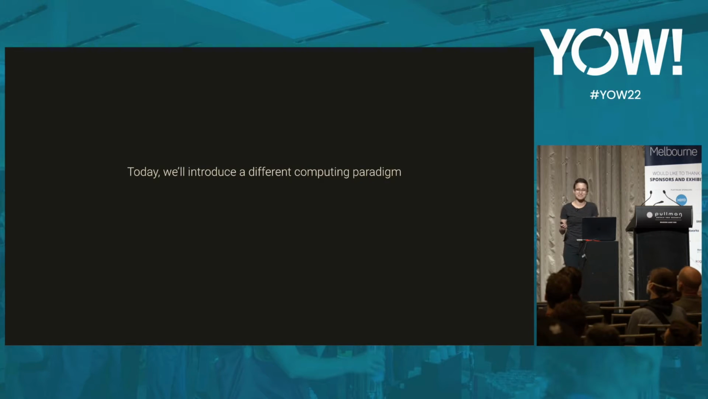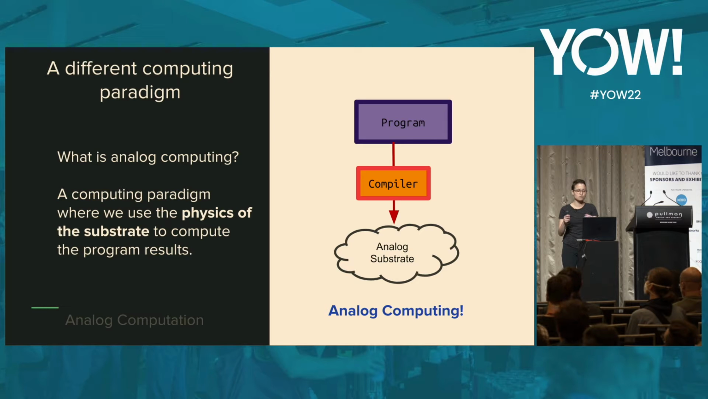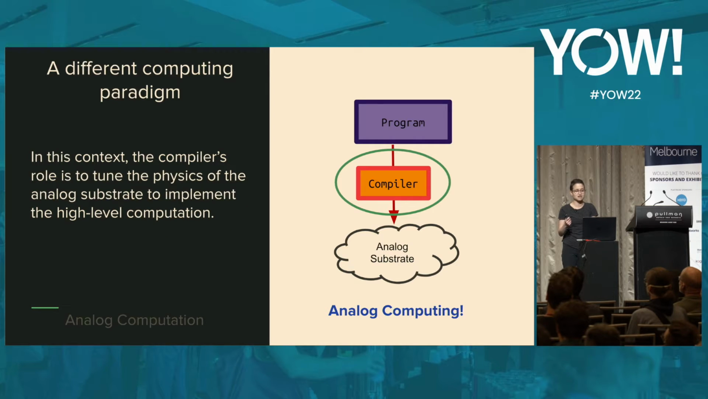But today we're not talking about digital computing. We're going to be talking about a different computational paradigm, and that is analog computing. So what is analog computing? Well, it's a computing paradigm where you use the physics of the analog substrate to compute program results. And so in this context, what this means is that the compiler's role is to basically tune the physics of your hardware to implement high-level computation.